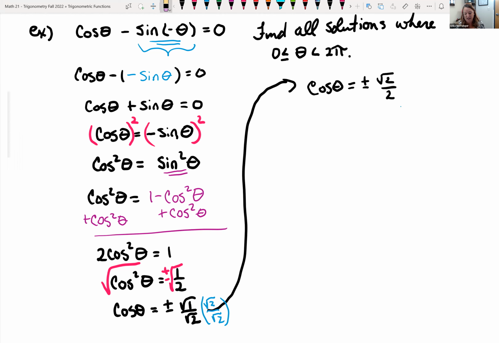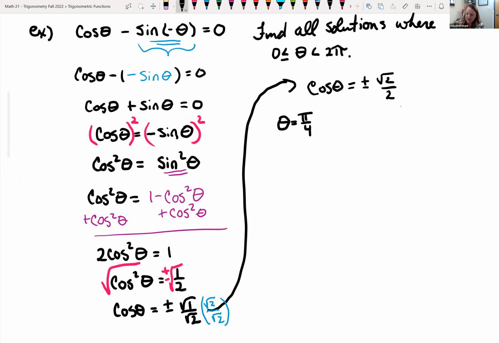So thinking about positive root 2 over 2, I know cosine in the first quadrant of pi fourths gives me back positive root 2 over 2. So theta equals pi fourths is one of my solutions. It's going to be my reference angle in all the other quadrants because I have minus root 2 over 2 also.